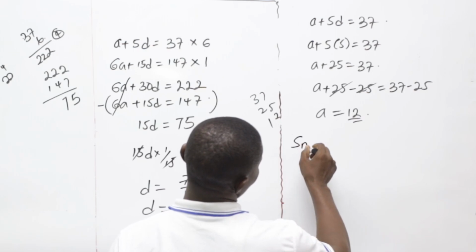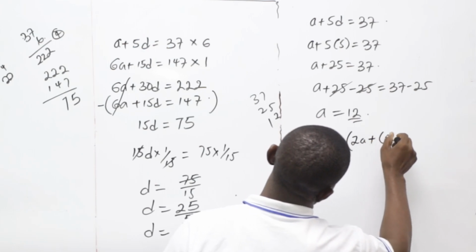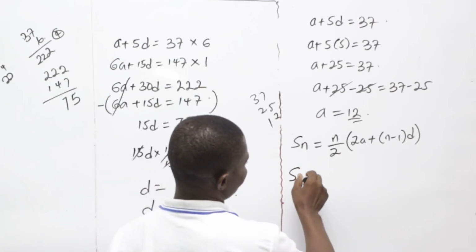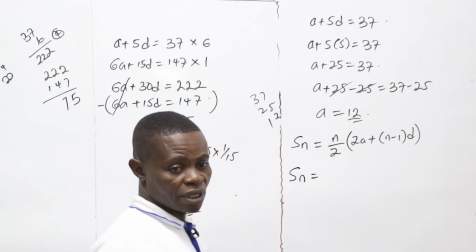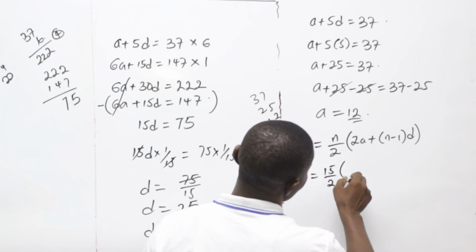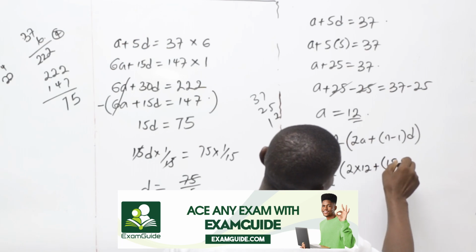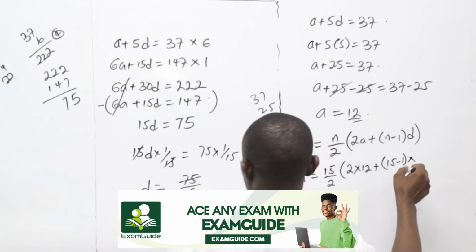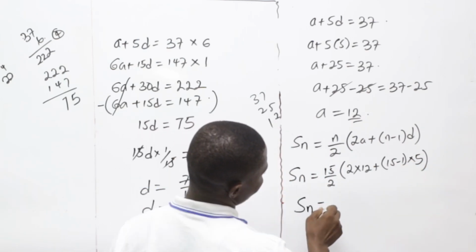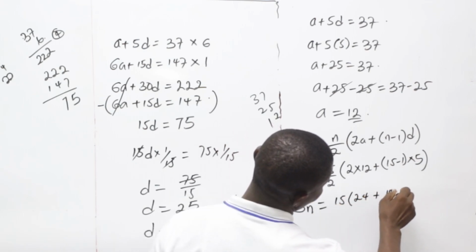Therefore, Sn here equals n over 2 into 2A plus bracket n minus 1 into D. We are looking for the sum of the first 15 terms, meaning n is 15. So 15 all over 2 into 2 multiplied by A, which is 12, plus 15 minus 1 multiplied by D. Our D is 5. Close the bracket. So that Sn equals 15 into 24 plus 14 times 5, divided by 2.